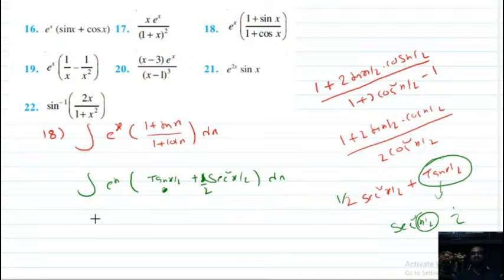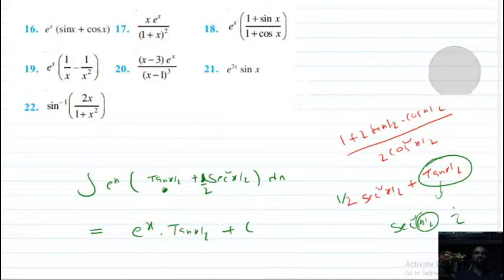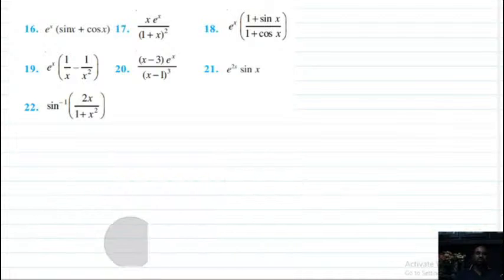So directly I can say the answer for the problem is e power x into f of x, that is, tan x by 2, plus c. This is the answer for the problem. 18 completed. Next, the 19th problem.